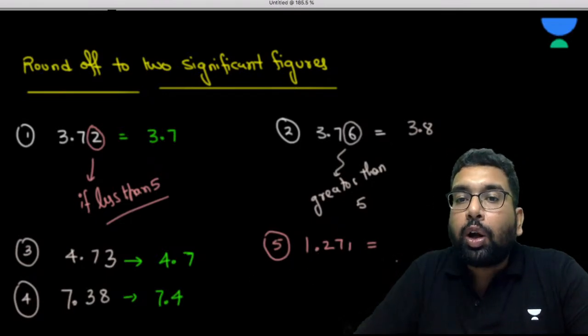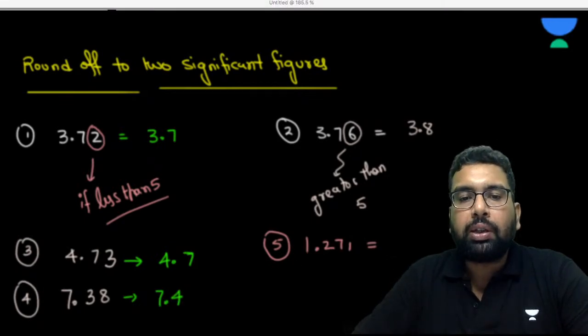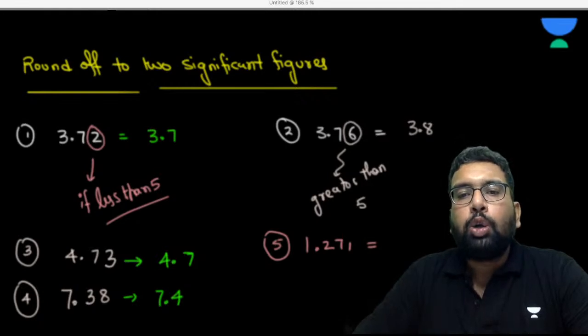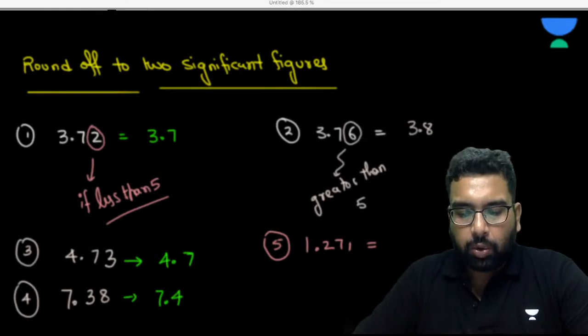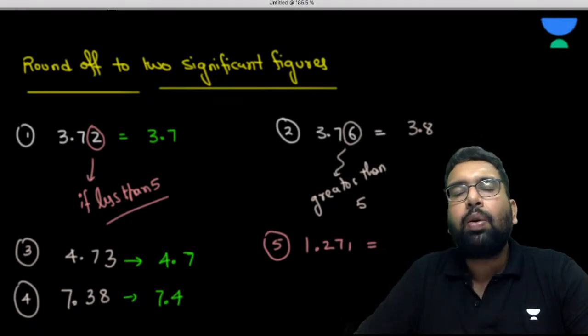Now when you want to reduce this thing to two significant figures, how are you going to do it? So sir, how are we going to do it? We want to reduce it to two significant figures. So 1 will be there. We are not going to change this one.